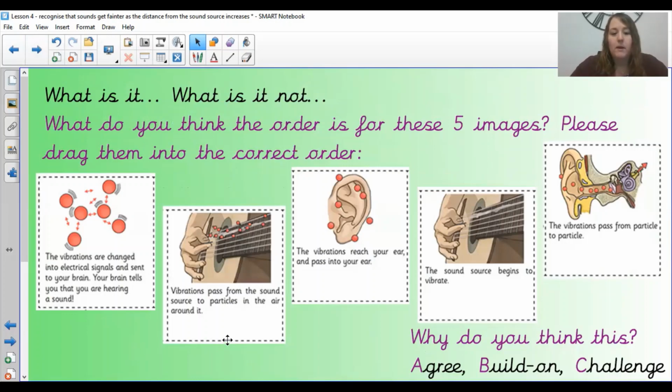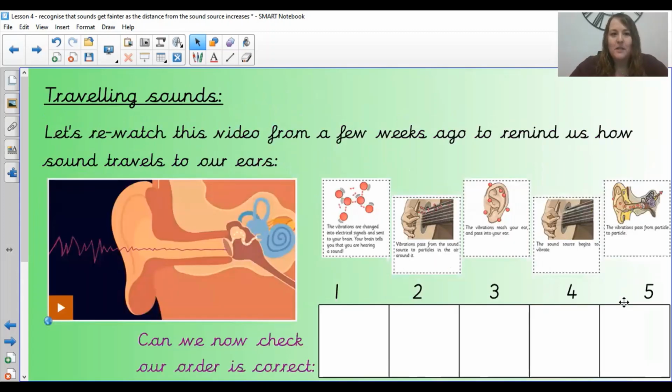The next one, vibrations pass from the sound source to particles in the air around it. The next one, the vibrations reach your ear and pass into your ear. The next one, the sound source begins to vibrate. And the final one is the vibrations pass from particle to particle. What do you think is the correct order? Again, use this time to have a little bit of a think.